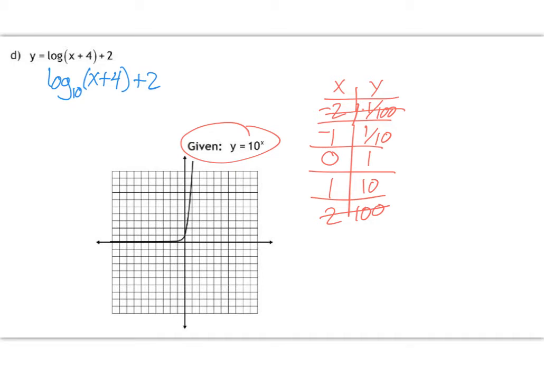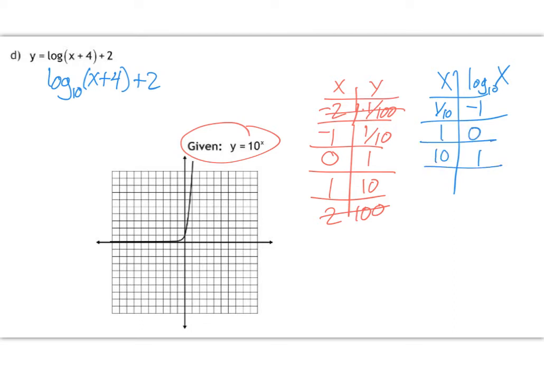For my log graph, I'm going to make that blue to match. I'm going to call this log base 10 of x. So we've got 1/10 and -1. We've got 1 and 0, and we've got 10 and 1. Now I'm going to look at these transformations. X plus 4 on the inside means that we're going left 4. And then plus 2 on the outside means we're going up 2.